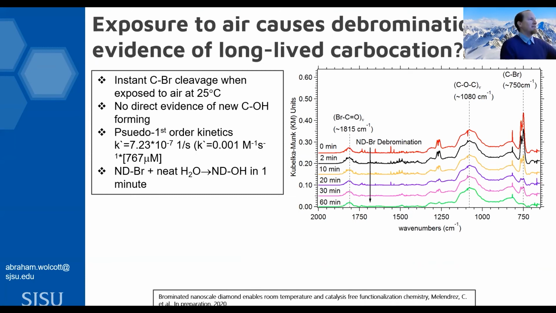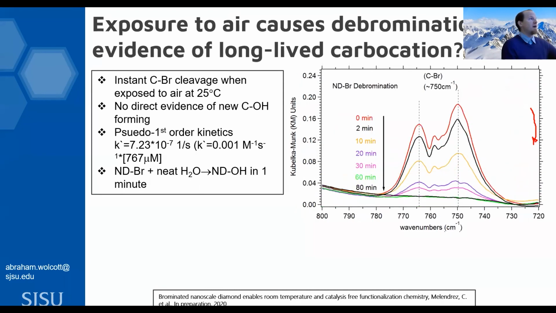The data on the right-hand side is after we've exposed our brominated diamond to open air conditions. So we loaded a DRIFTS chamber. We brought it over to our FTIR. We took our original inert atmosphere FTIR, and then we opened up the chamber to oxygen. As soon as we opened up the chamber to oxygen at 25 degrees C, we immediately see debromination, immediately. And this basically takes less than 2 minutes for us to see the carbon-bromine bond being broken. And this is basically just the humidity inside of our room.